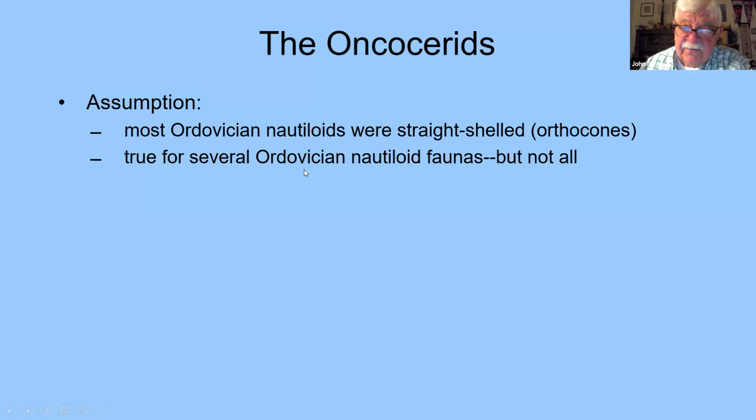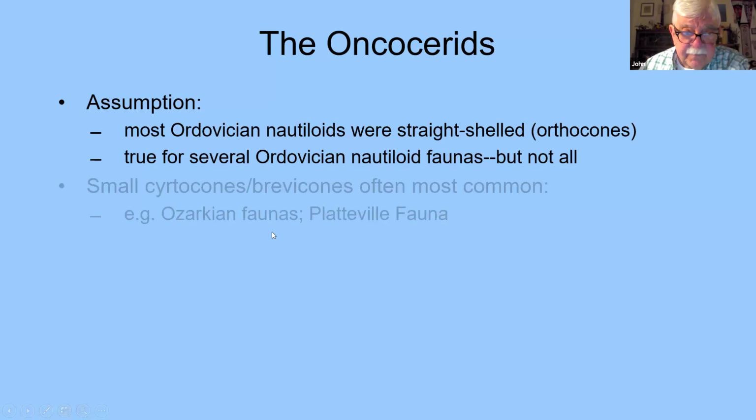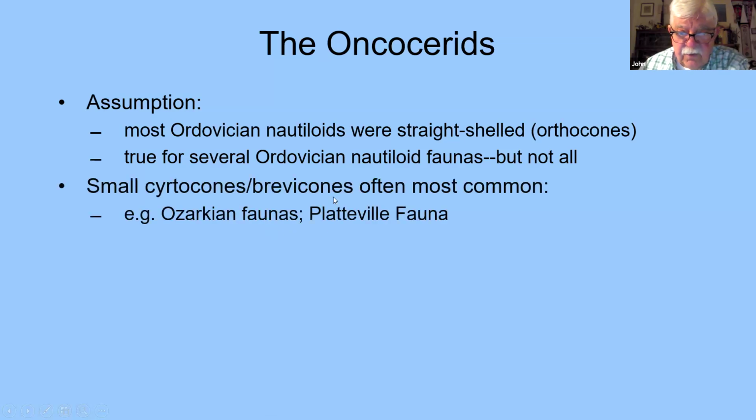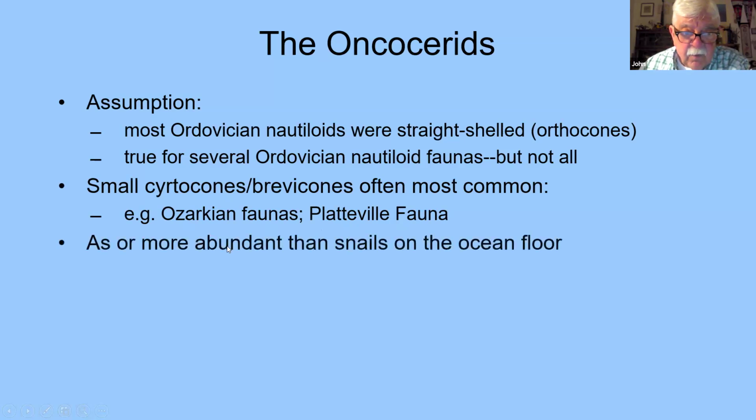But this is after the Platteville. This is younger than the Platteville. Things, the extinction that I explained at Expo, well, that changed everything a bit. Small cyrtocones, brevicones are often most common. For example, the Ozarkian faunas and the Platteville fauna. As they were as or more abundant, believe it or not, than snails on the ocean floor.